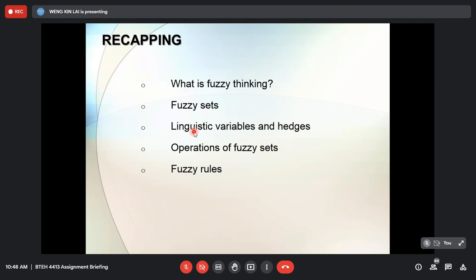So what have we done so far? We were introduced to the concept of fuzzy thinking, rather than crisp thinking. Crisp is a yes or no, on or off, black or white, high or low, and we change it to fuzzy. So fuzzy means that you can be both on and off. I can be both black and white. I can be both tall and short at the same time. This is your fuzzy thinking.